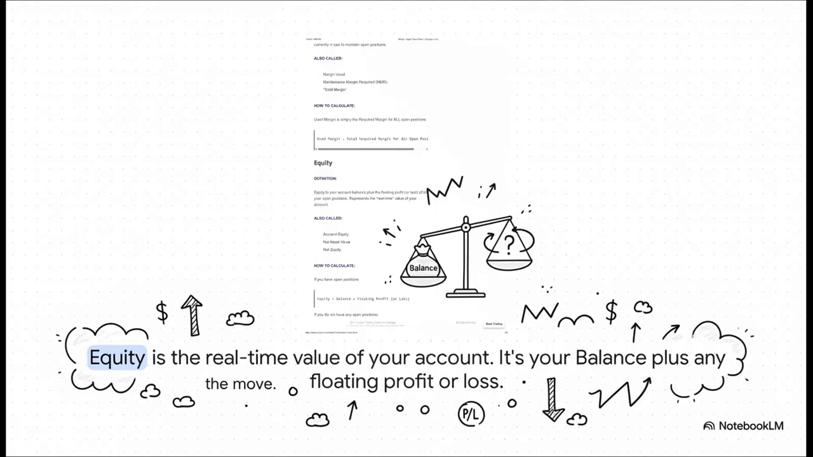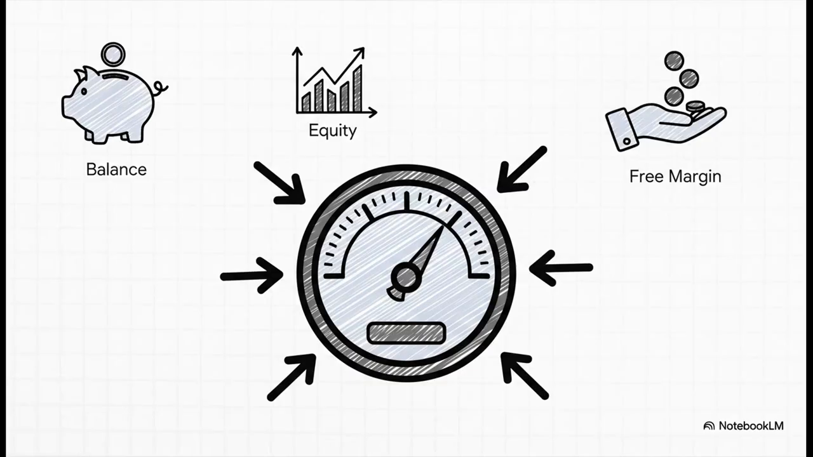Now, that floating profit or loss directly impacts your equity, and equity is maybe the most honest number in your account. It's the real-time, right this second value of everything. It's your starting balance, plus or minus whatever your open trades are doing. Your balance might be fixed, but your equity is always on the move. Now, out of all these numbers, balance, equity, margin, all of it, there is one that is, without a doubt, more important than all the others combined.